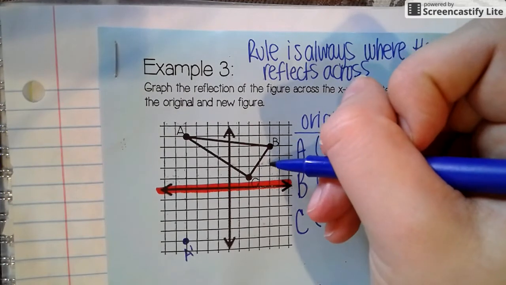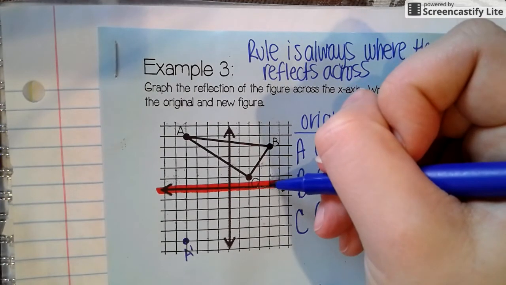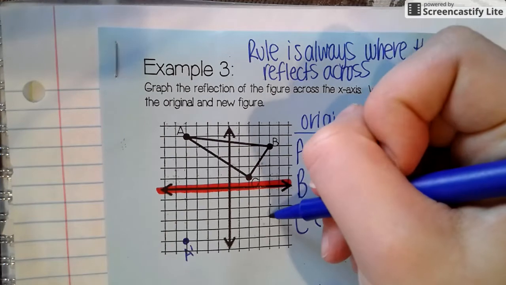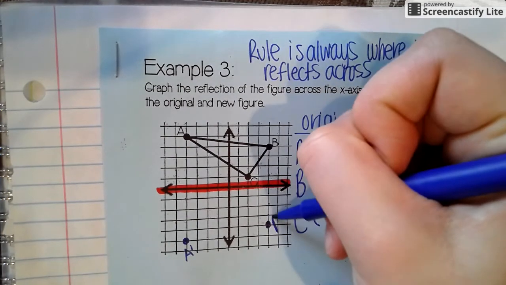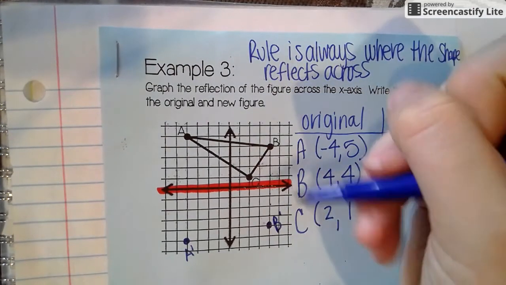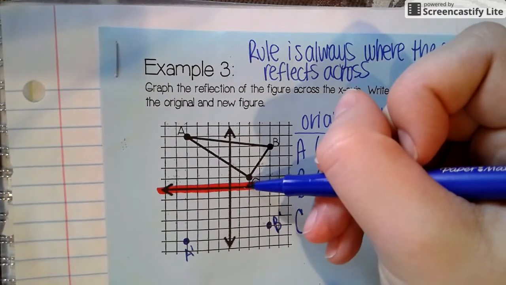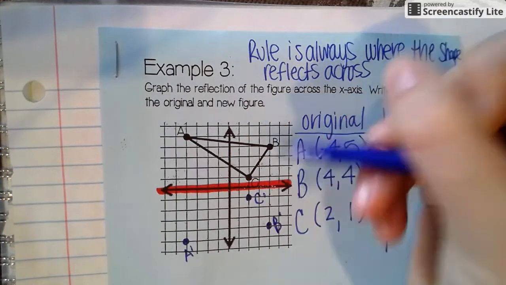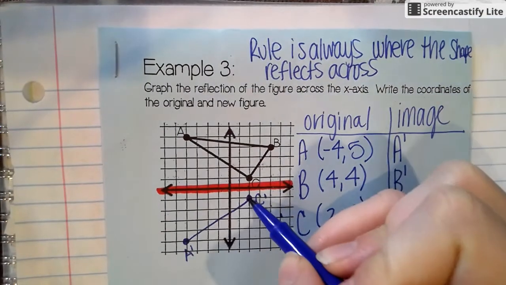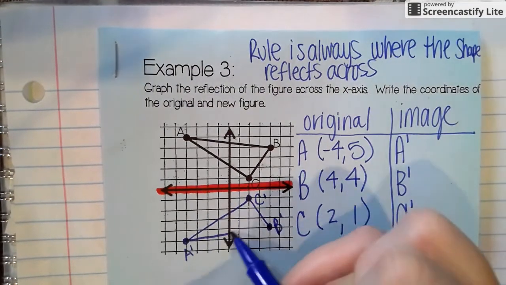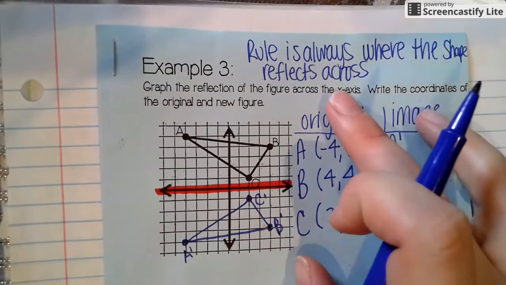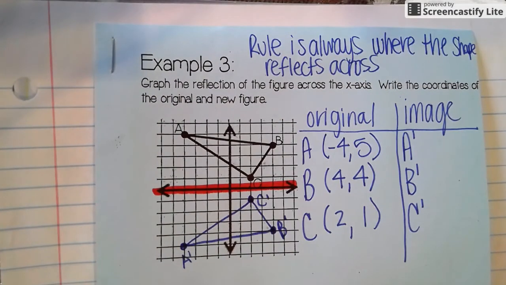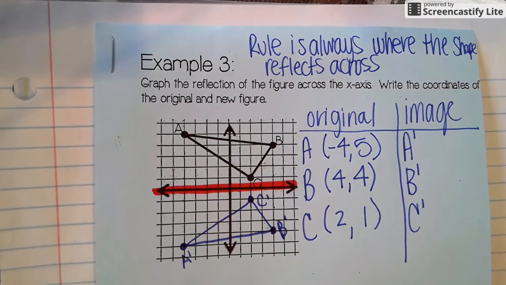This one is 1, 2, 3, 4 away. So I'm going to count 1, 2, 3, 4 away, and that's going to be my B prime. This one is 1 away, so I'm going to count 1 away, and this is going to be C prime. I'm going to trace my shape. So my rule in this case is reflecting across the x-axis. And now I'm going to label my new image points.